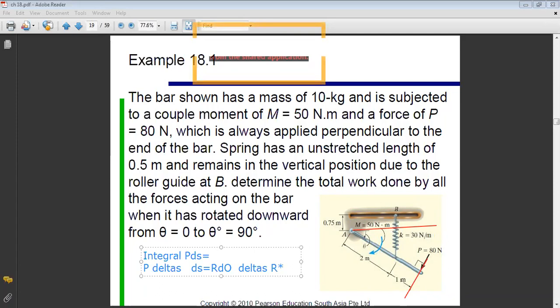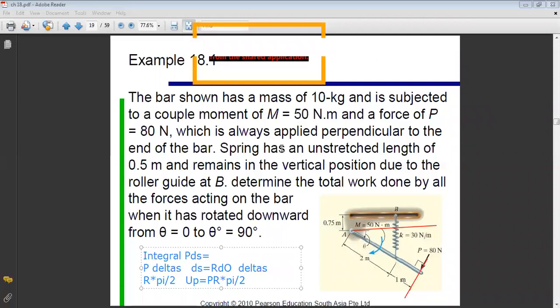What is delta theta here? I moved from 0 to 90 degrees. So delta theta is pi over 2, okay? So delta S is R times pi over 2. Therefore, I can say that the work of P is equal to P times R times pi over 2, okay? Now, what are other forces applied to my system?